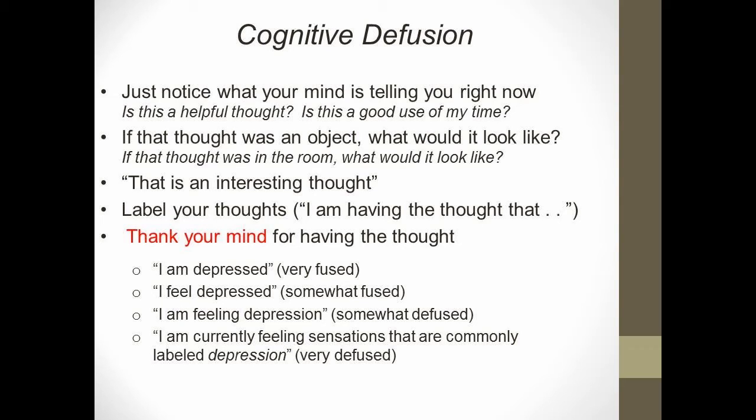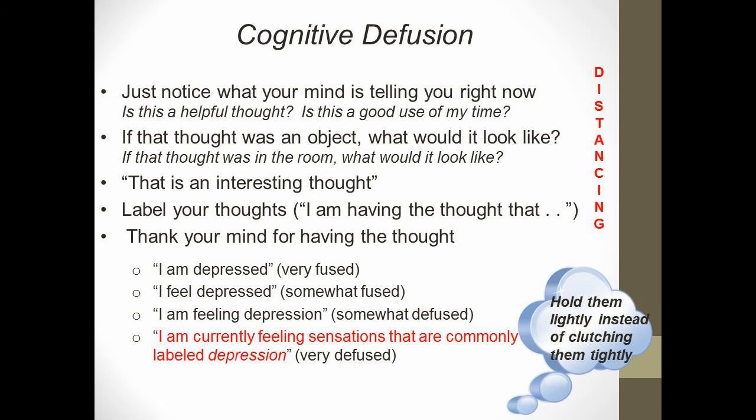If you thank your mind for having a thought, then you may be able to more effectively distance yourself from its content. By the same token, you are more cognitively fused if you think, "I am depressed," and more cognitively diffused when you think, "I am currently feeling sensations that are commonly labeled depression." When you're able to think that way, you are holding your thoughts lightly instead of clutching them tightly.